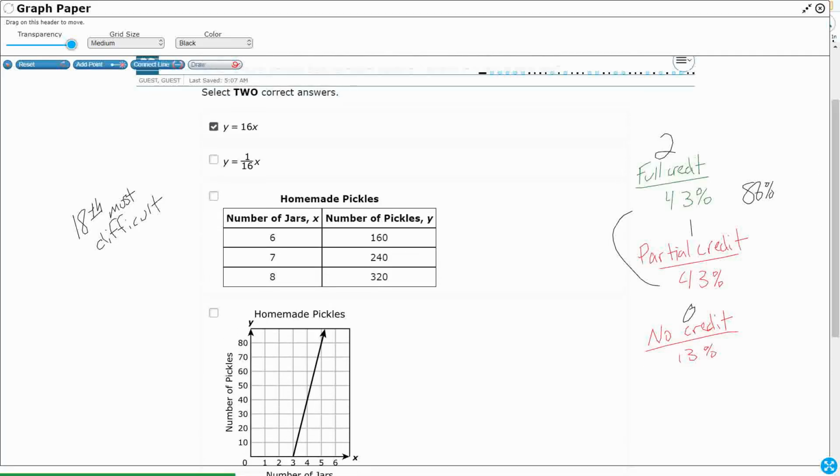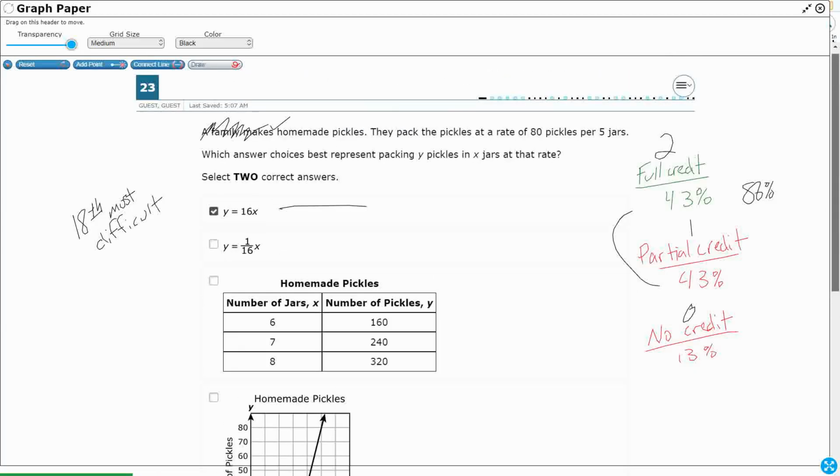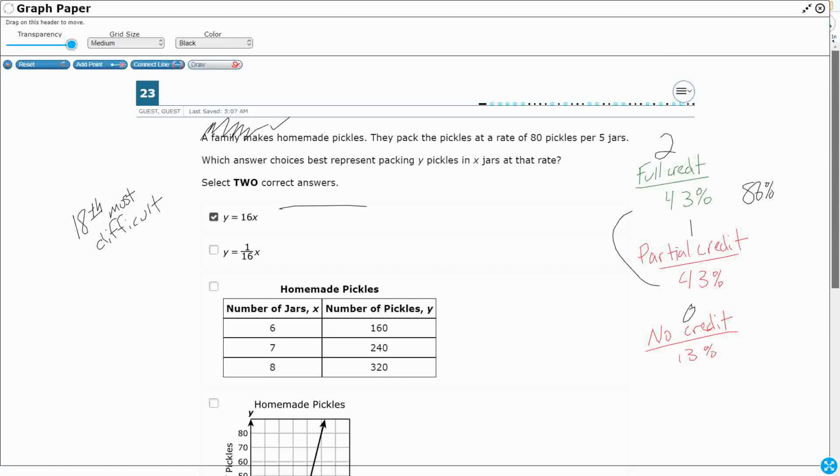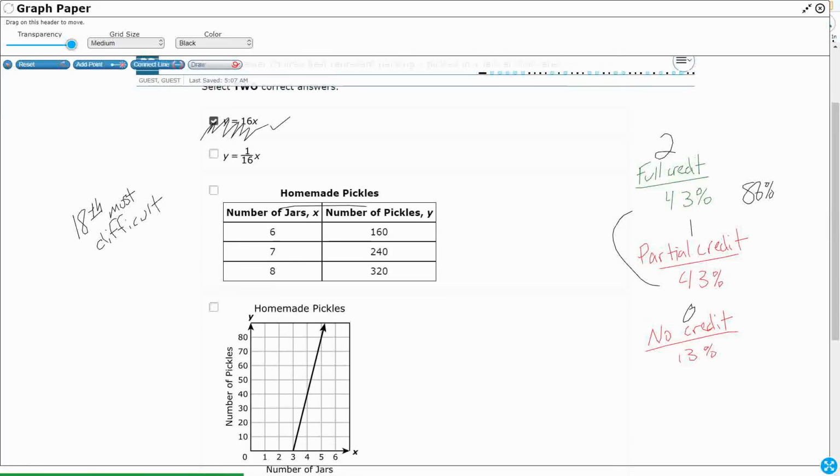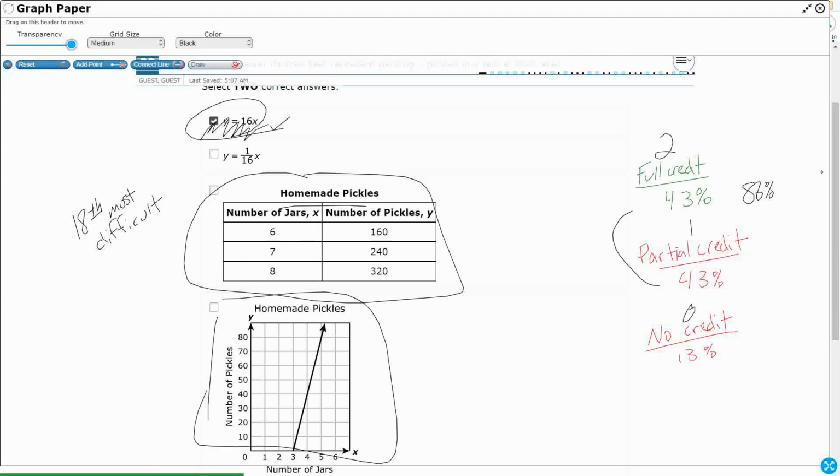What really helped this one was obviously having the equation right at the very beginning. That made it easy to substitute. I think it would have been much more difficult if this wasn't one of our answer choices, because then having to evaluate this homemade pickles in a table would have been a little bit more difficult. So this is one that we need to continue to practice on, especially taking a problem situation, a very simple problem situation, granted, and then representing it in equation, tabular form, and graphically as well.